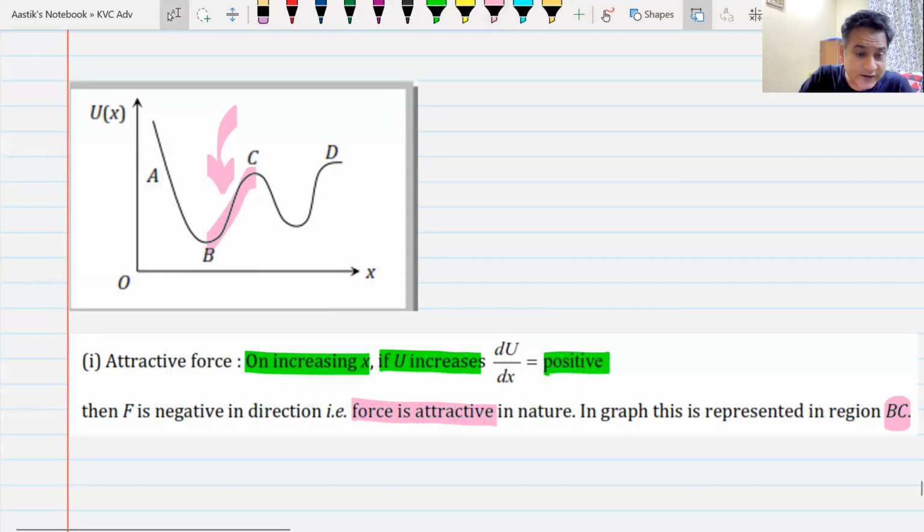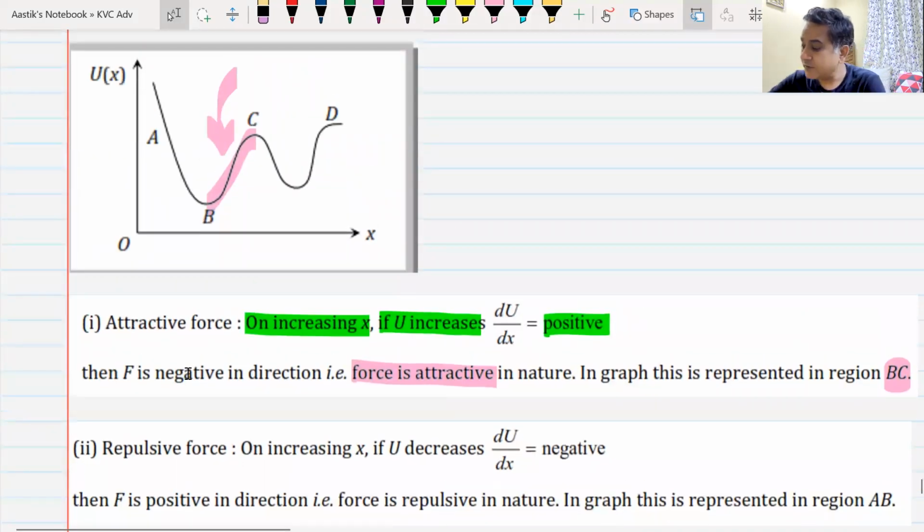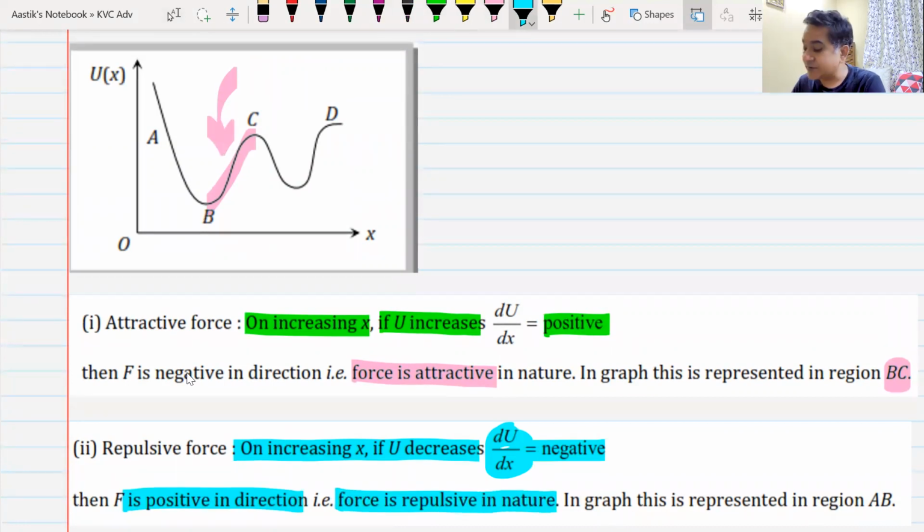Now, when do we find out that the force is repulsive? If you do the opposite of this, you will find out that the force is repulsive. What do you mean by the opposite of this? If on increasing the value of x, the value of U decreases, dU by dx will be negative. That means your force is positive. That means force is repulsive in nature. This is the region where force is repulsive.